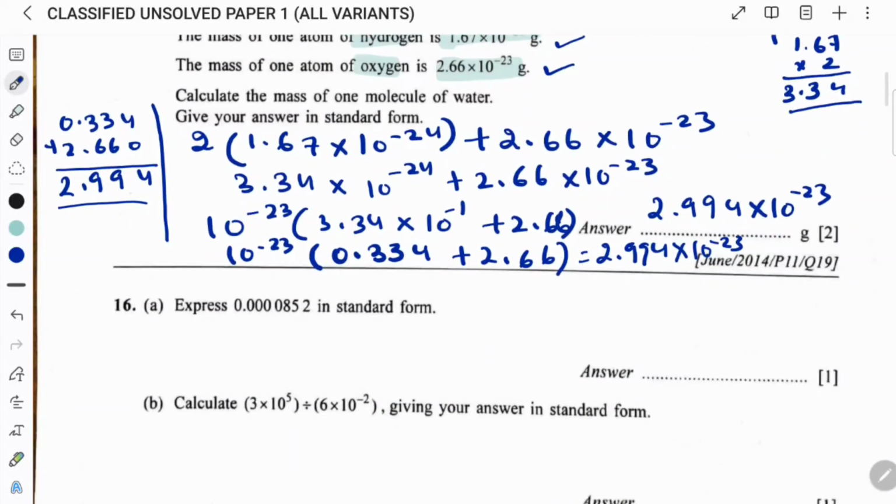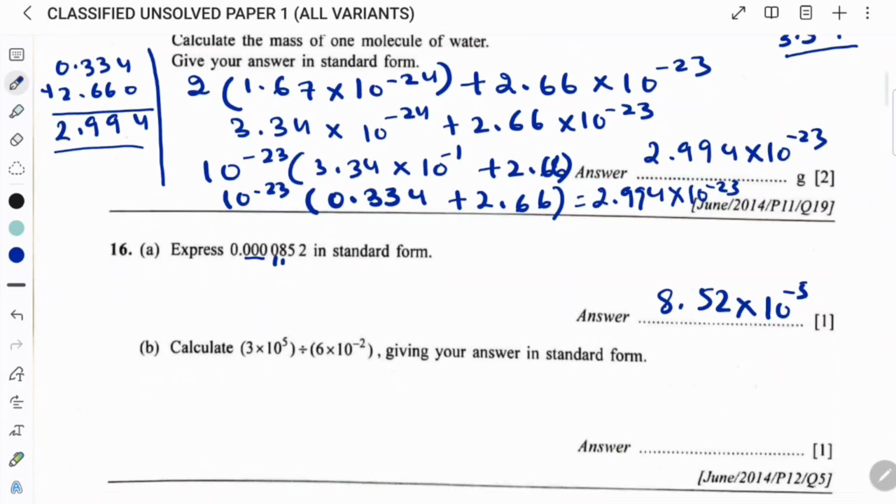The next question, just write down the standard form. Negative power, obviously, where at which place the 8 is: 1 2 3 4 5. So 8.52 into 10 to the power minus 5. Division question in part B.